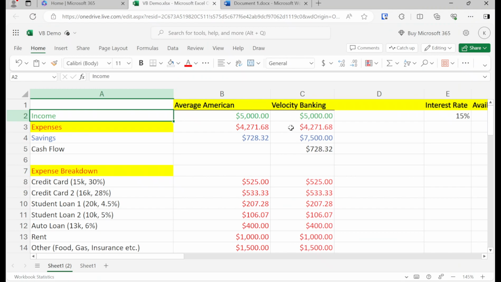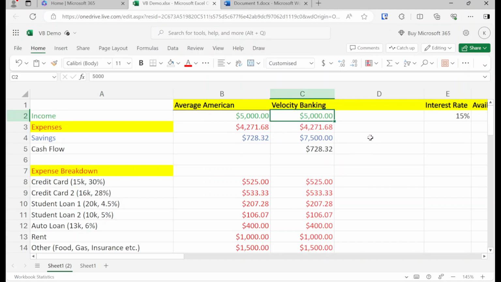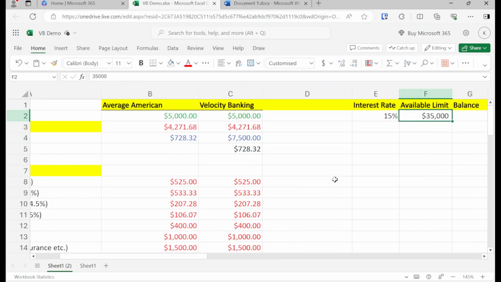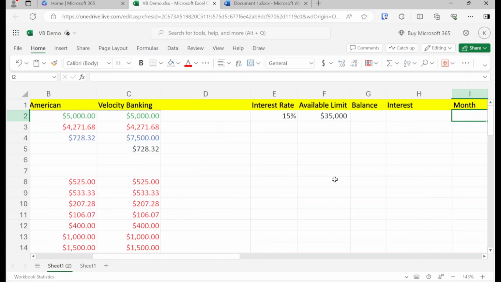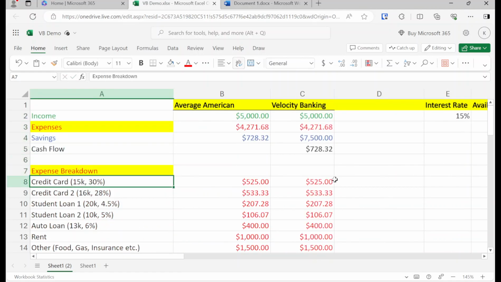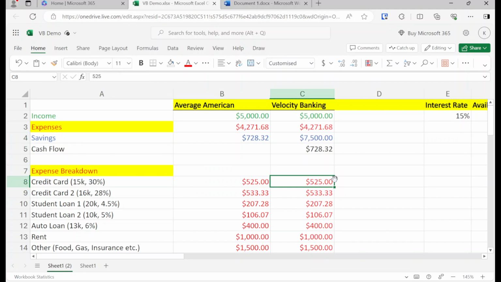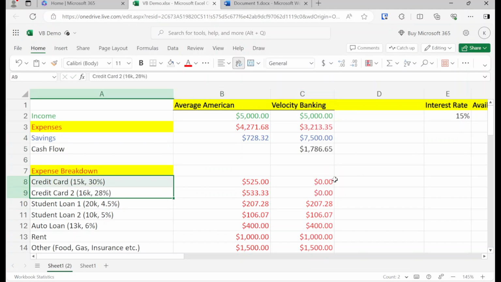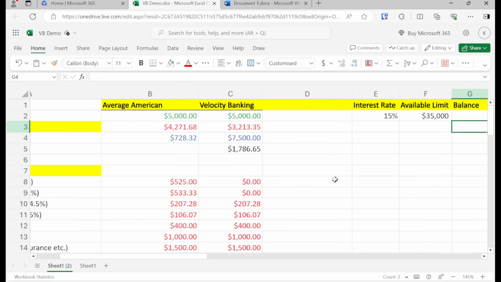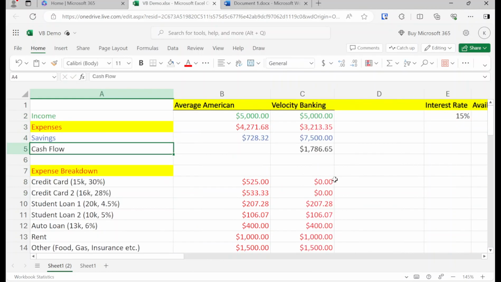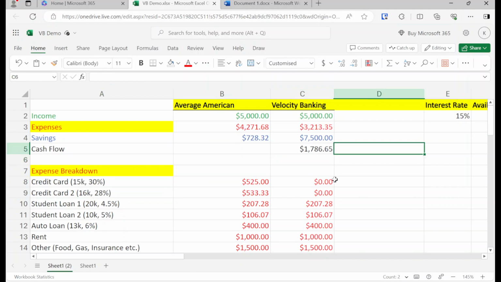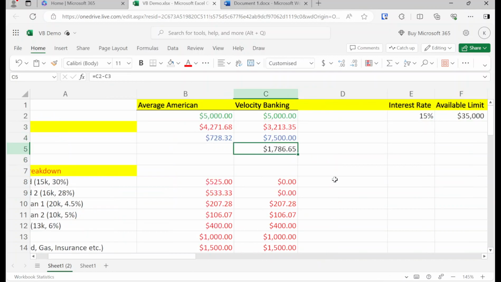So basically, it's going to be pretty much the same thing that we've been doing in every single demonstration. I'm not going to go over the whole spiel of how you create the spreadsheet. There's a bunch of other videos for that. But again, we're going to assume that there's $35,000 in, let's say, a personal line of credit, and we're going to transfer these two credit cards there. If we transfer them, the balance of these two credit cards is, I think, 31,000. So definitely a win there because we're transferring from a higher interest rate to a lower interest rate, and our cash flow is 1786.